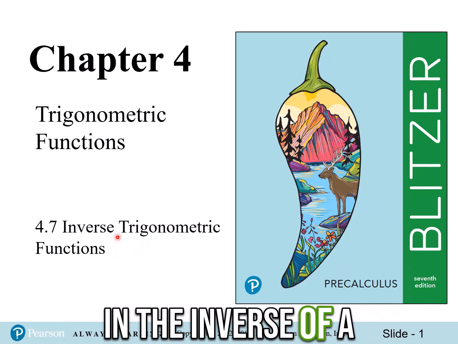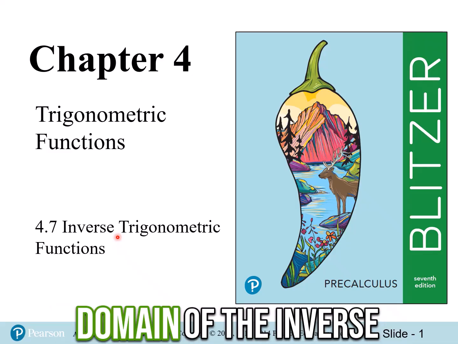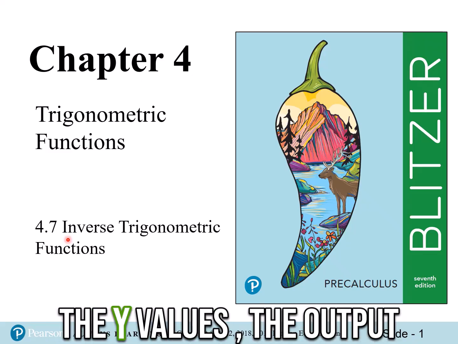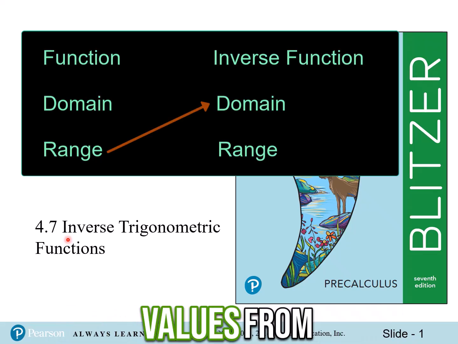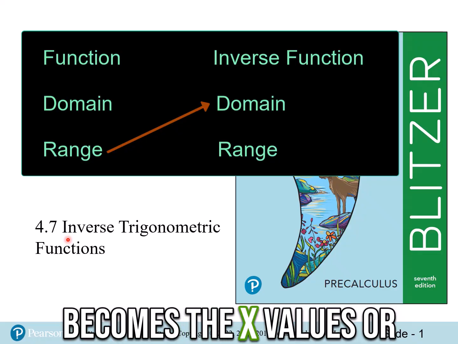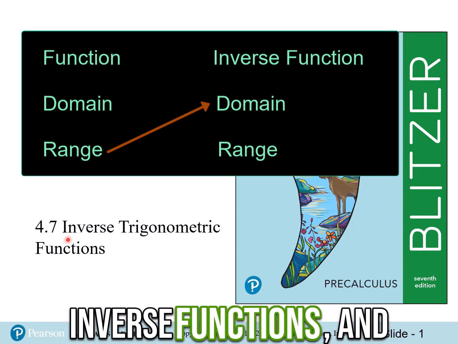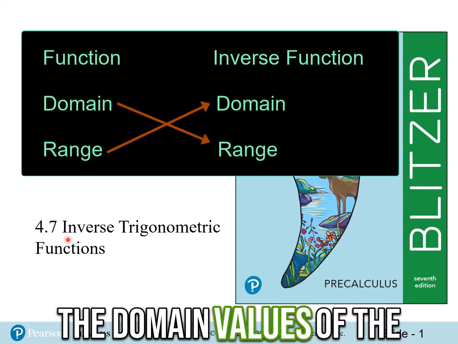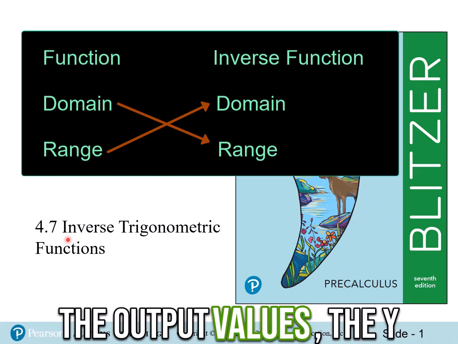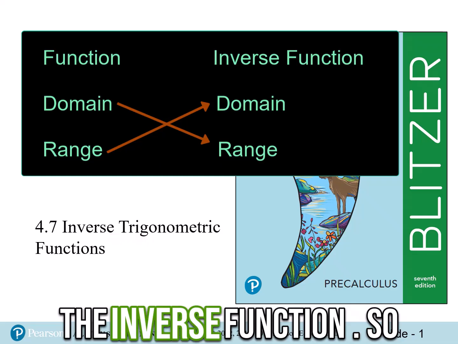In the inverse of a function, the range of the function becomes the domain of the inverse function. In other words, the y values, the output values from the original function, become the x values, or the input values, into the inverse function, and the domain values of the original function become the output values, the y values, or the range of the inverse function.